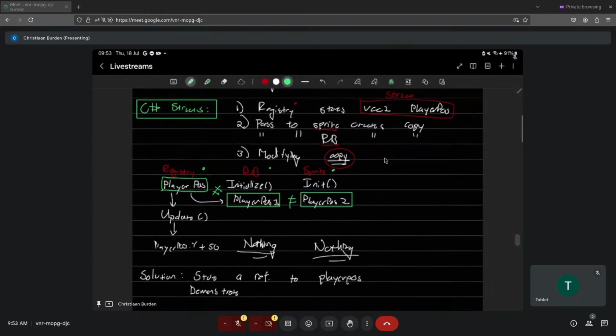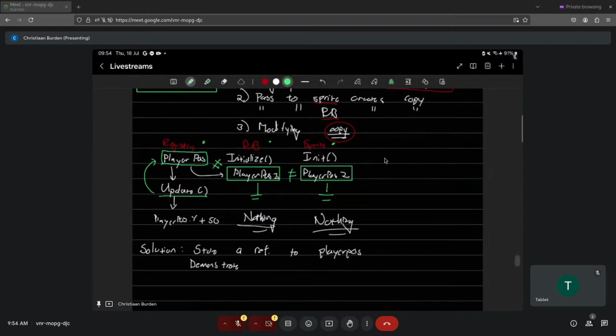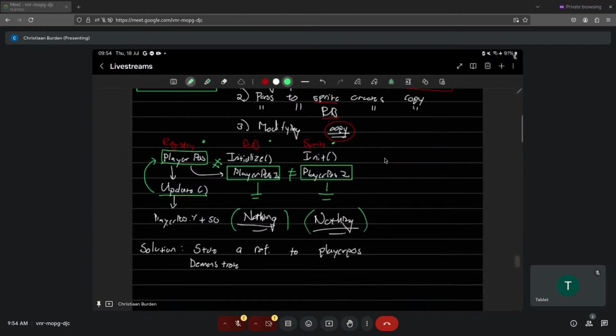Now, if we want to move our player, we call update to update this one. However, these remain exactly the same. You will see that nothing changes. Your player will just stand there and nothing will happen. So, as you can see, nothing and nothing here, when we update the Y position with 50 pixels.